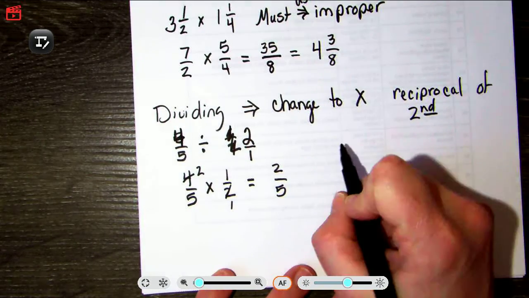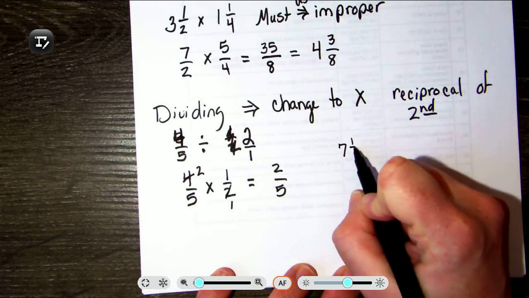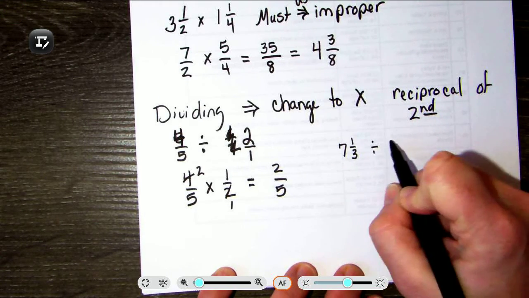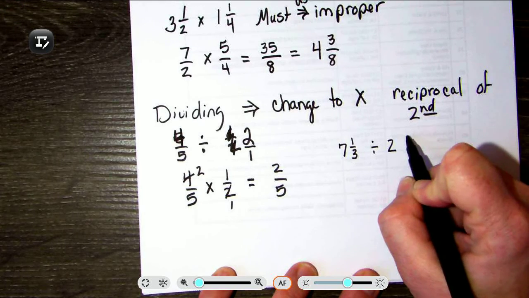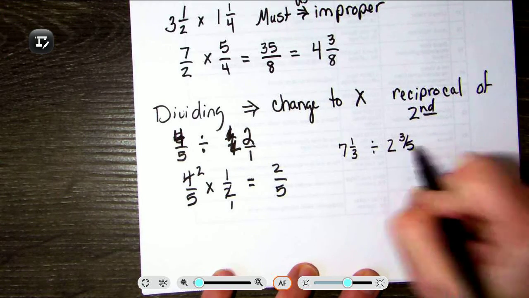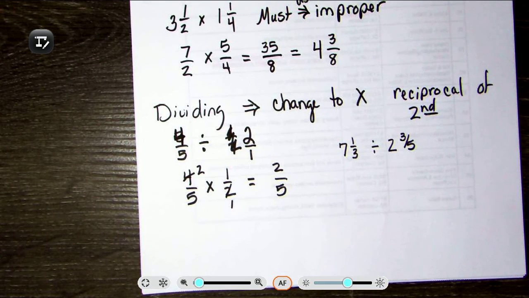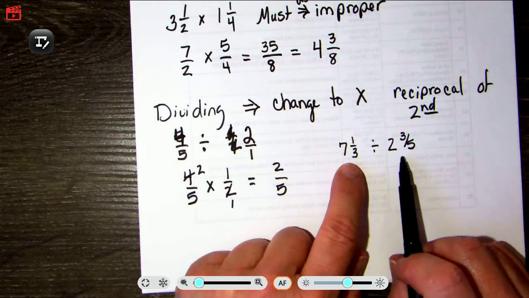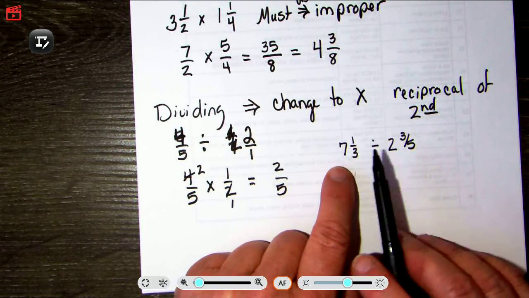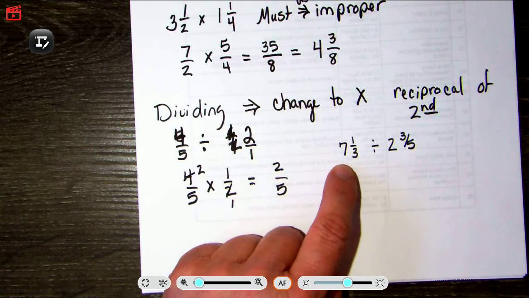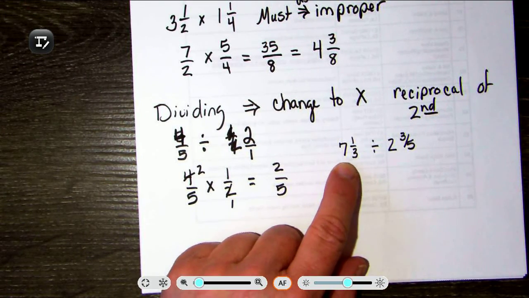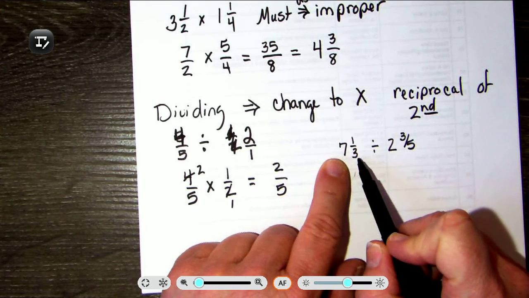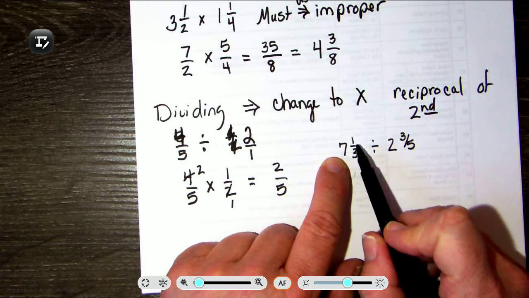Let's do another one. Let's do 7 1/3, and let's divide it by 2 3/5, and hopefully these numbers aren't too ugly. Okay, to divide, what we're going to need to do is multiply by that reciprocal of the second. However, we need to be able to get these as fractions. So again, just like when we're multiplying, we need our improper fractions. So 3 times 7 is 21, 22.